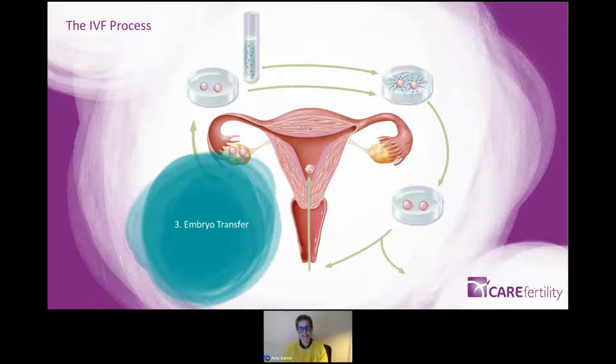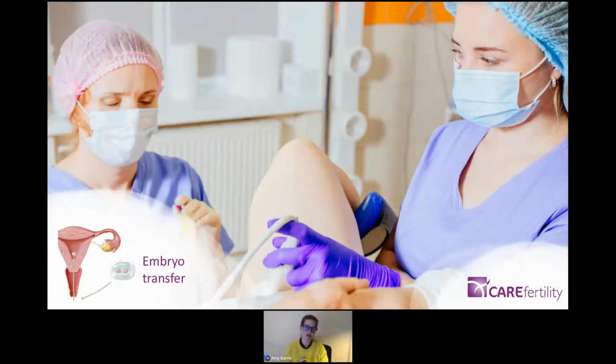If your pregnancy test is positive, great. The next step would be to book you in for a scan. So we would bring you in for an ultrasound scan about 4 to 5 weeks after your pregnancy test, and that will be to confirm that there's a heartbeat.